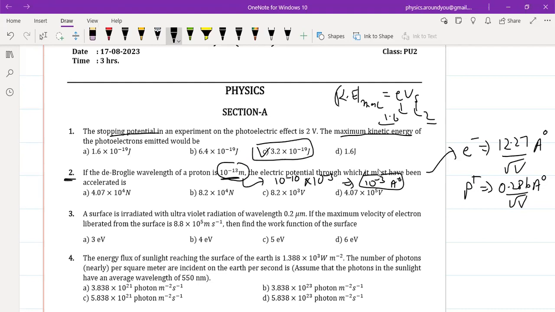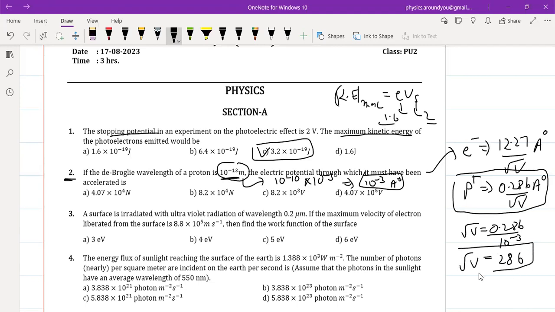Okay, then it is straightforward math. What you do is you make use of this relation. Root V is 0.286 by 10 power minus 3. This 10 power minus 3 will go to the numerator. It will become 286. Root of V should be equal to 286. Let's just have a look at the four options. Which one of these four would likely give the square root as 286? So V would be 286 whole square. Don't waste time in calculating 286 whole square.